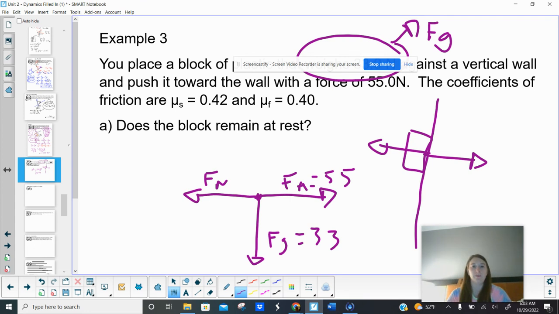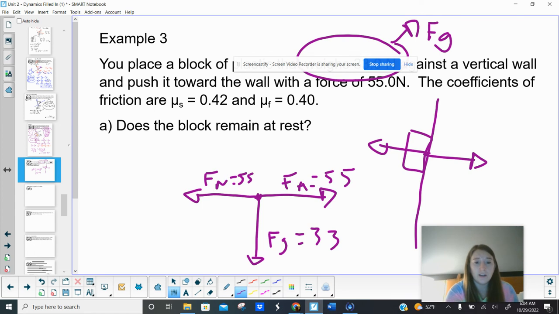Now we need to think about this here because if I'm pushing this block up against the wall, the normal force is going to equal my applied force. Those should cancel out because if they don't cancel, what will happen is I will push the block through the wall. They have to cancel mathematically, logically. If they don't cancel, there's an acceleration up against the wall and the block is not going to go through the wall. So the question says, does the block remain at rest?